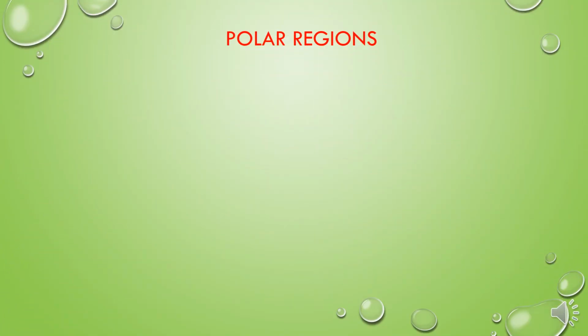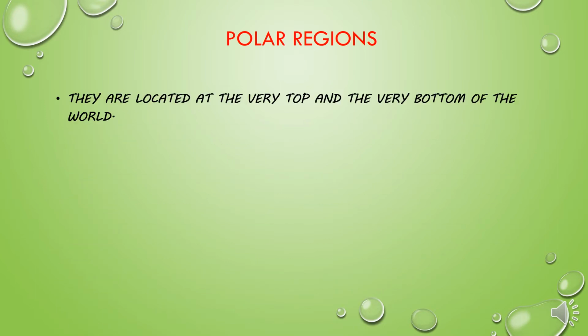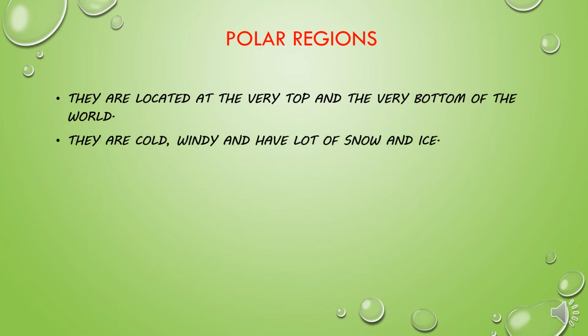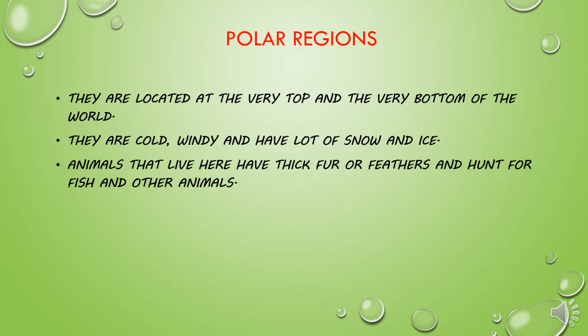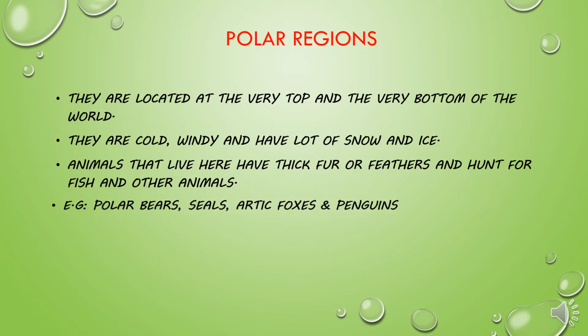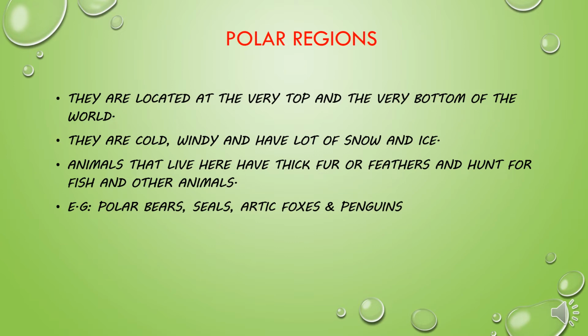Polar regions. Now, the animals who live in the polar regions, as you all know, are located at the top and the very bottom of the world. They are cold, windy and have a lot of snow and ice. Trees cannot grow there. Animals that live here have thick fur or feathers and hunt for fishes and other animals to survive. Examples are polar bears, seals, Arctic fox and penguins.